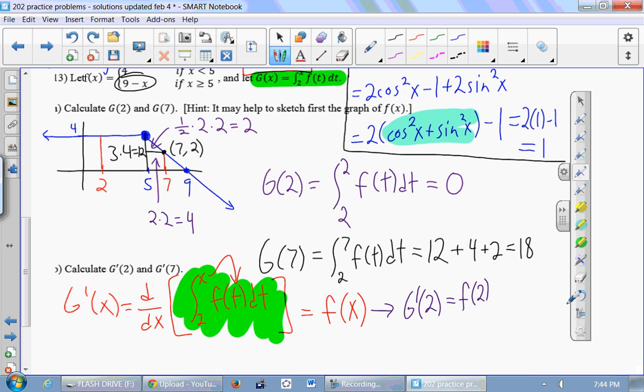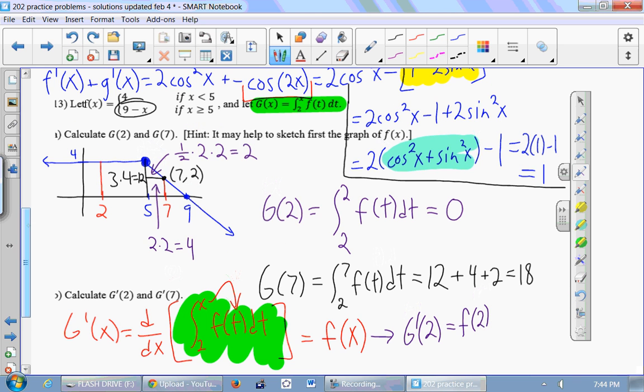Fantastic. So f of 2 you can find by either looking at a graph or by looking at the f rule, which we'll highlight in blue. There's your f rule right there. So how much is f of 2? Just plain f of 2, no derivatives. F of 2, well, let's see. Since 2 is less than 5, f of 2 is just 4. So this answer is 4.